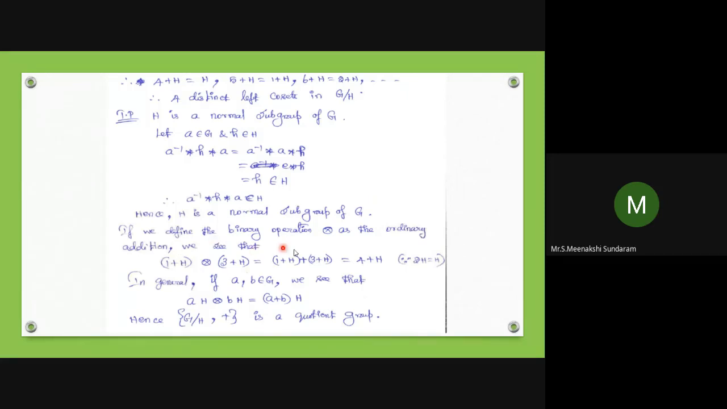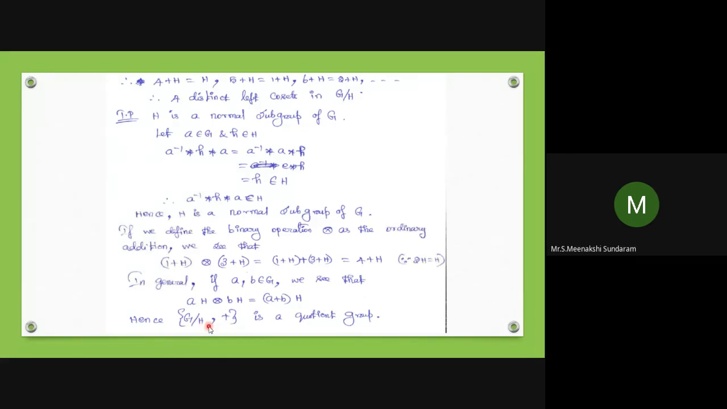If we define the binary operation, the circle in between brackets, or star, as ordinary addition, we see that, for example, I can choose the 2 left cosets 1 plus h and 3 plus h, and add the result. 1 plus 3 is 4, 4 plus h, and 4 plus h is nothing but h. In general, if a, b belong to G, we see that ah operation bh equals a plus b times h. Hence G over H, plus is a quotient group.